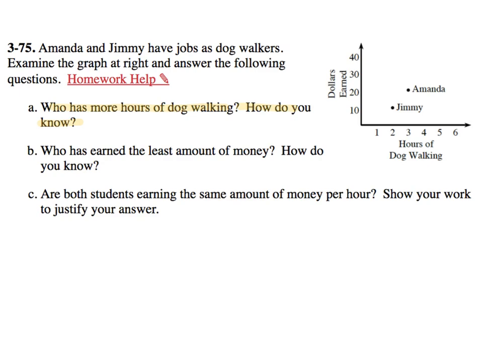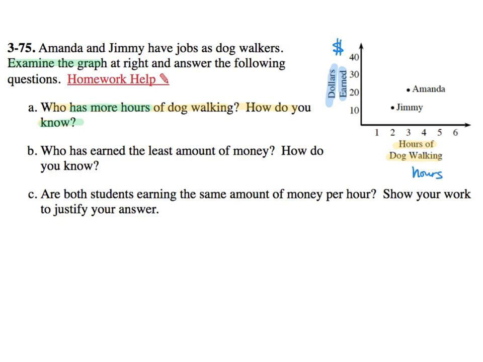So definitely we need to examine the graph. We have to look at it closely and see what's given in order to answer the question. Who has more hours? And then, how do you know? Looking at the x-axis, you always want to see what it is recording. It's recording hours of dog walking. And looking at the y-axis, or the height, it's dollars earned, so that will be the money. I'm going to write down that this is money and this is hours.